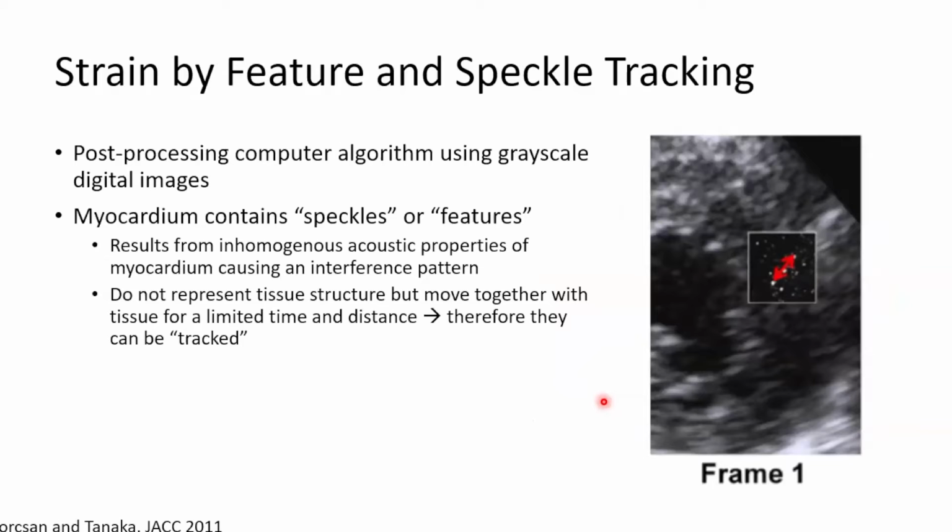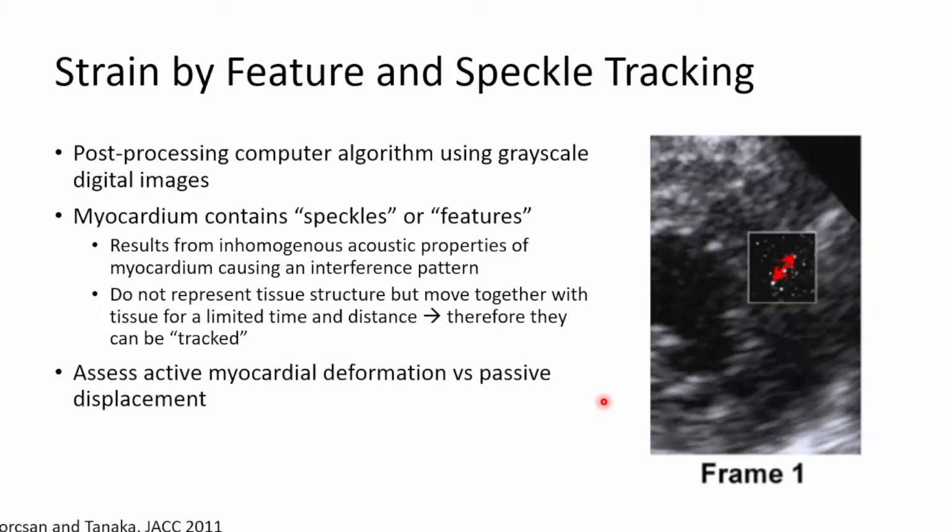We talk a lot about speckles within the myocardium. So what are the speckles? They're also called the features, and they're basically not actual tissue structure itself. They don't represent tissue. They represent the inhomogeneous acoustic properties of the myocardium that cause an interference pattern, creating the appearance of these speckles or dots within this black myocardium. They don't represent tissue structure, but they move with tissue structure over a specific time and distance. So if we track the speckles, we can track the motion of the myocardium. That's essentially the concept of what speckle tracking echo is doing.